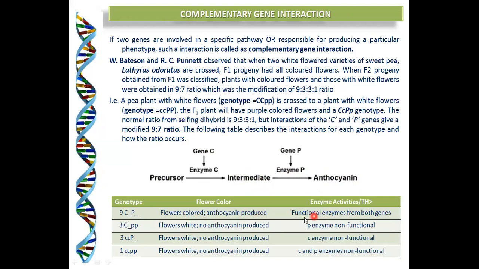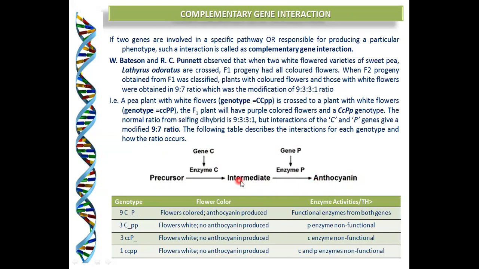Now why? Because the enzymes, enzyme C and enzyme P, work together. C works on the precursor, it produces the intermediate. Enzyme P works on this intermediate and it gives color. So it means that these two genes are working together to create colored flowers, purple color flowers.